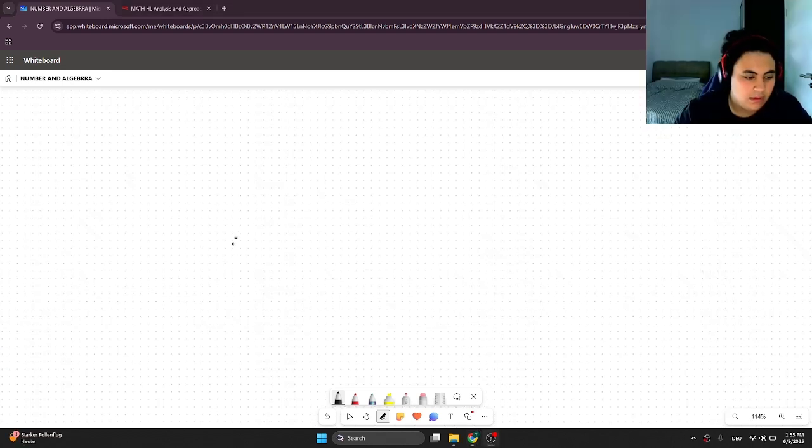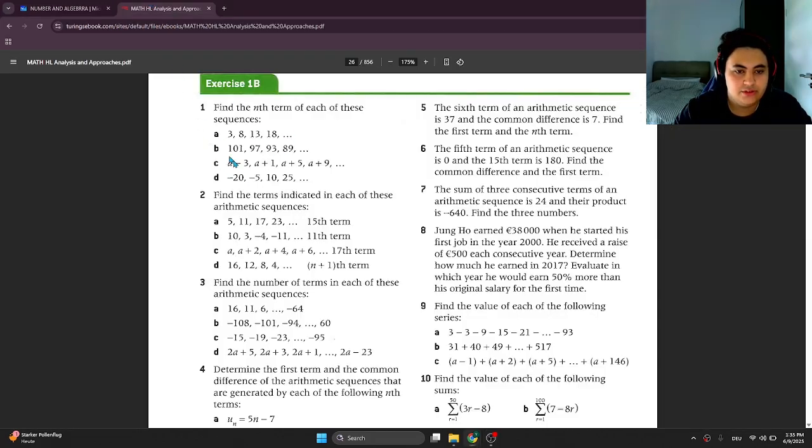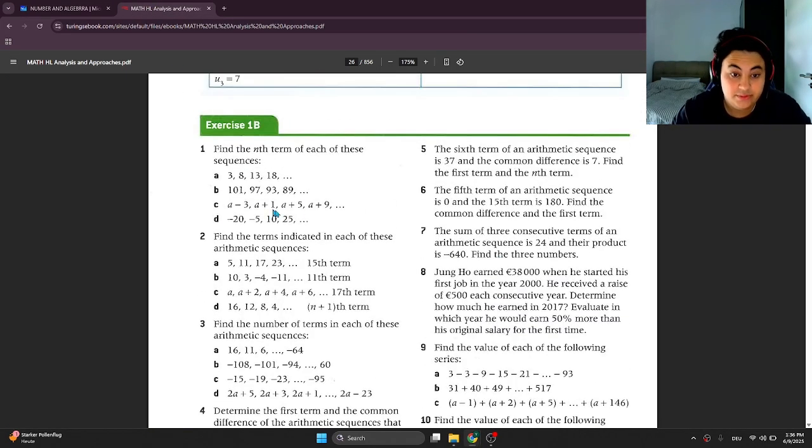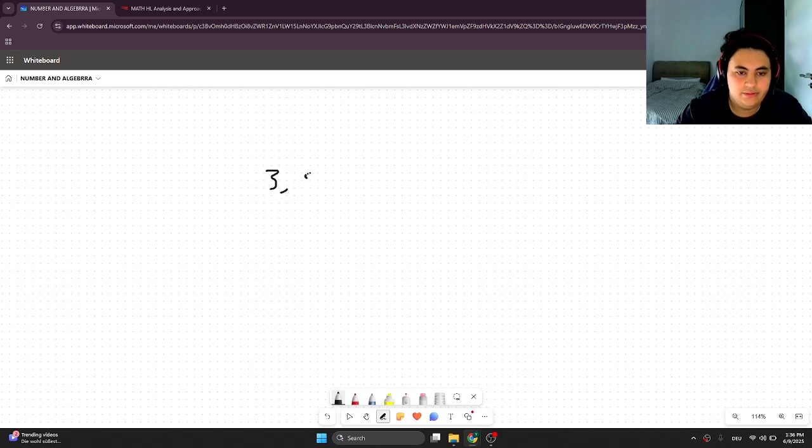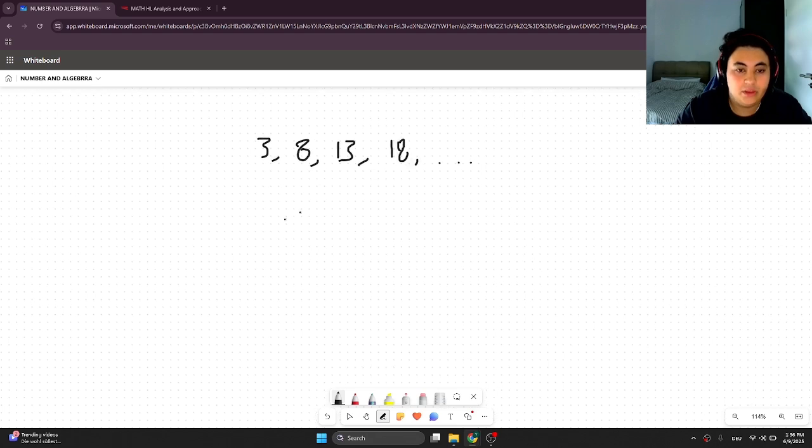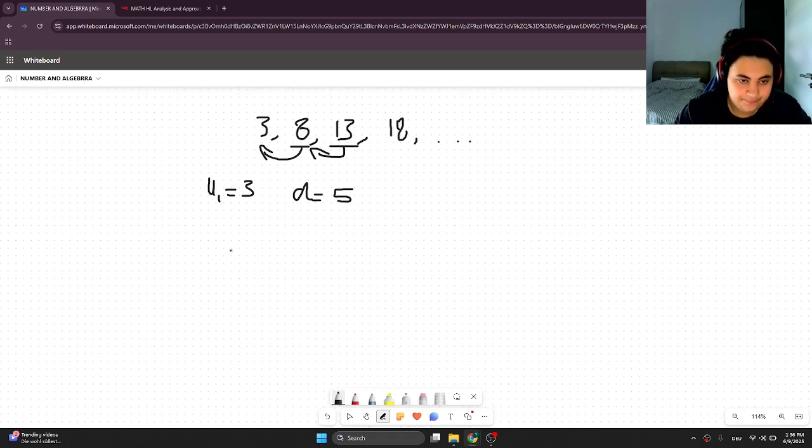Let's move on. Okay, so now let's tackle these questions over here. We have a bunch of different ones and we're just going to go through them. Find the nth term of each of these sequences. The first one is 3, 8, 13, 18, and it's ongoing. For u1, that's already given: u1 is equal to 3. Now d: you just take any term and subtract the term before it. So 8 minus 3, or 13 minus 8, whatever. 8 minus 3 gives us 5. So d is equal to 5.